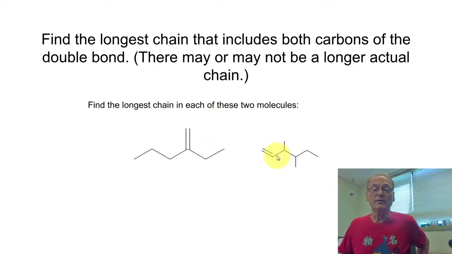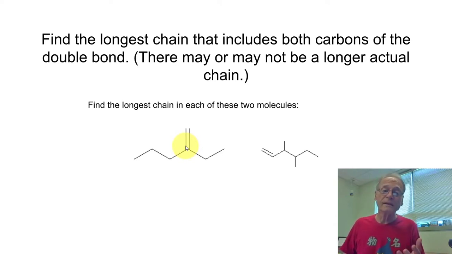So notice that in this molecule, the longest chain is in fact 1, 2, 3, 4, 5, 6 carbons long, and both carbons of the double bond happen to be in that longest chain. So that's fine, that's easy, that's a 6 carbon chain. But notice in this one, the longest chain is 1, 2, 3, 4, 5, 6, but both carbons of the double bond are not included in that longest chain. One is, but not the other one. So you have to find the longest chain that does include both of those. And so literally the longest chain is going to be 1, 2, 3, 4, 5, only 5 carbons instead of 6. So we're going to name this as a 5 carbon chain instead of a 6, even though there is a longer chain in the molecule.